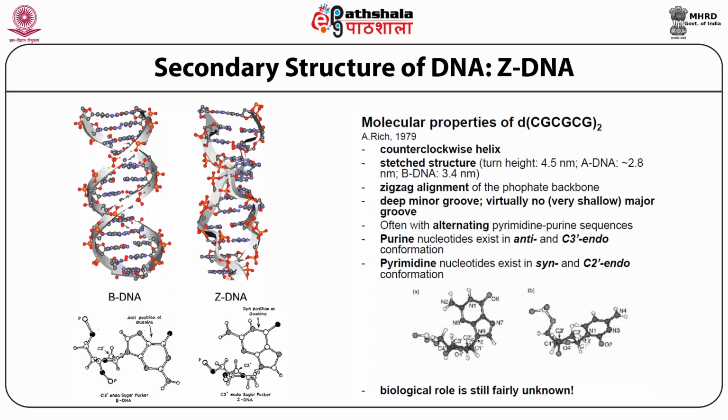The phosphate backbone also has a zigzag alignment, so it has a minor groove but doesn't have any major groove because of the zigzag alignment of the phosphate backbone. As we were discussing, along the glycosidic bond the purines or pyrimidines can have anti or syn orientation. In Z-DNA, purines stay in the anti conformation of the nucleosides, with C3 endo for the sugar, but pyrimidine nucleobases exist in the syn conformation along the glycosidic bond, with C2 endo conformation of the sugar.